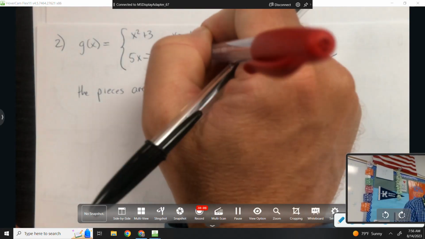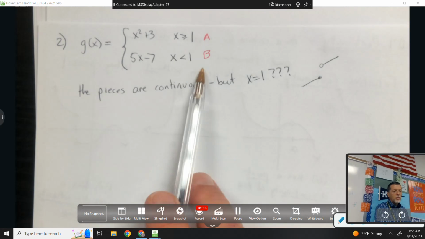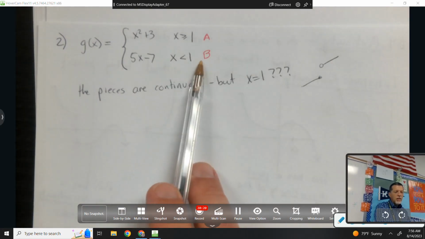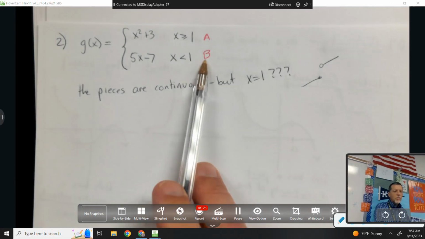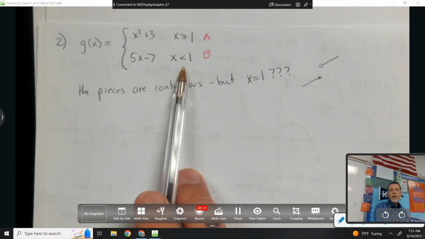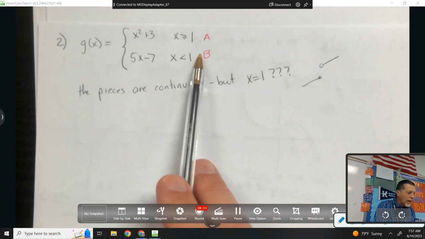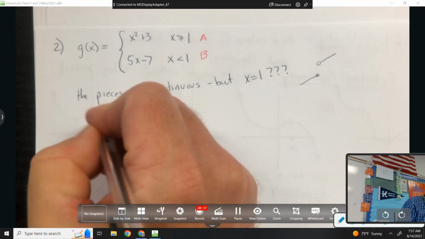Perfect. We'll put 1 into part A, and we'll put 1 into part B, and we'll see if they're the same. Now, that might feel a little strange to put 1 into part B, because we're only supposed to plug in things that are less than 1. But if we're talking limits, we are plugging in something less than 1. We're plugging in 0.999999999, which is pretty close to 1. So we're going to plug it into A and plug it into B and see what we get.